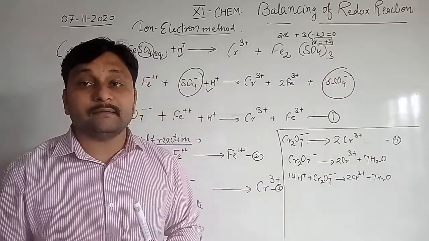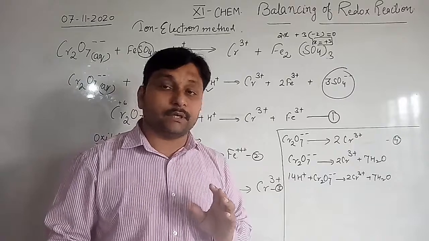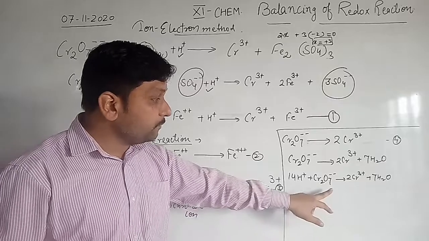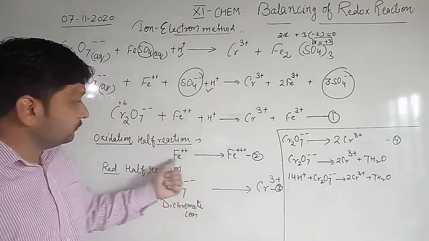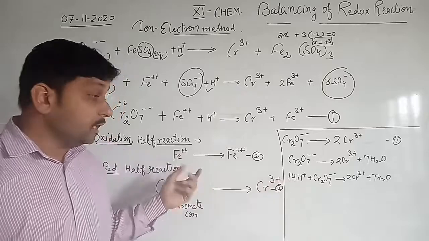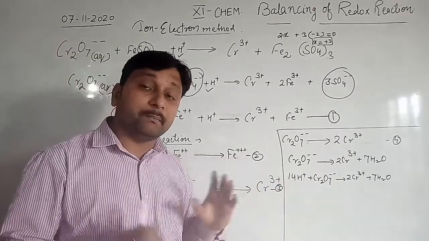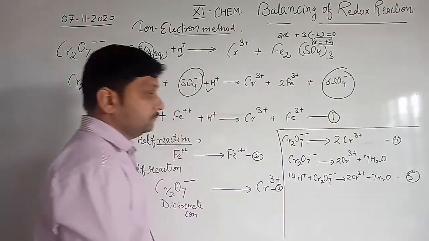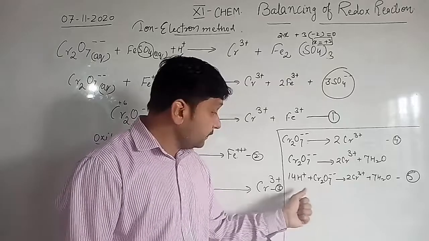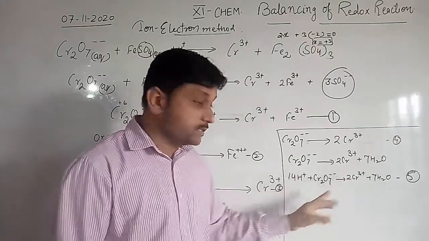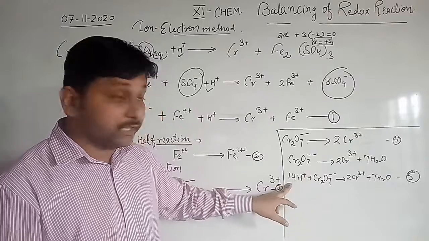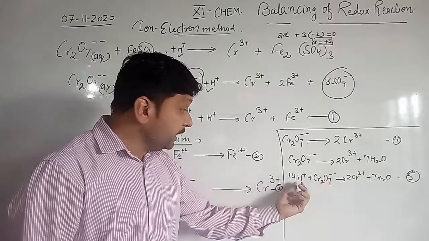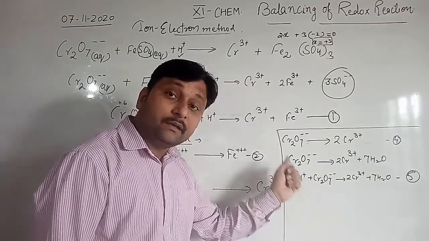Now we can balance charges, because this represents the ion-electron method. So we can balance ions on both sides in both conditions. Clear? Now we will balance the charges. Suppose this is equation number 5. In the reactant side, 14 positive and 2 negative. How many hydrogens are there? 14. How many dichromate ions? Only 1. So 1 dichromate contains 2 negative and 14 H contain 14 positive.